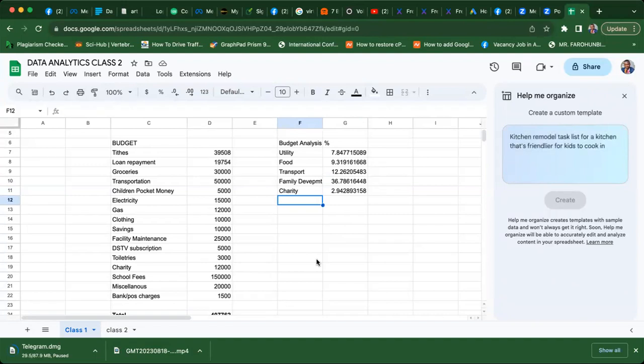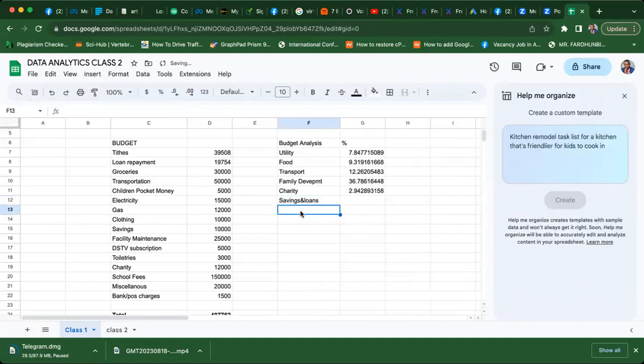What of miscellaneous? No. We did add miscellaneous and clothing. Miscellaneous is there. Savings or savings and loans? Loans, yes. Savings and loans. Clothing is there too. Nobody added accommodation. Do we have accommodation in this bill? No, accommodation is not there. Or rent. The rent is not here.